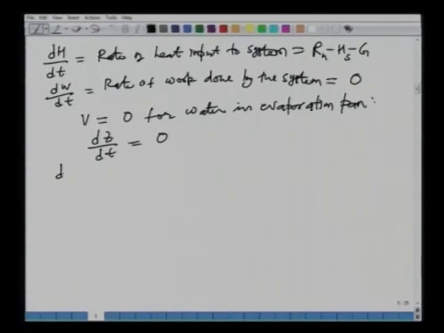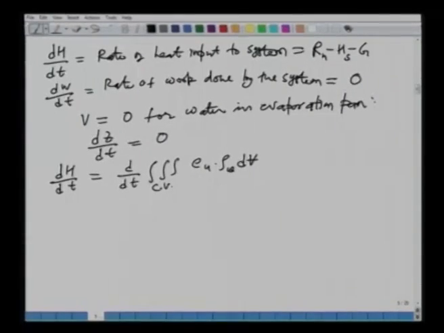dH by dt is equal to d over dt of the triple integral over the control volume of EU times rho w dV.